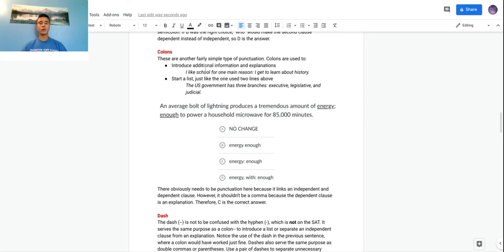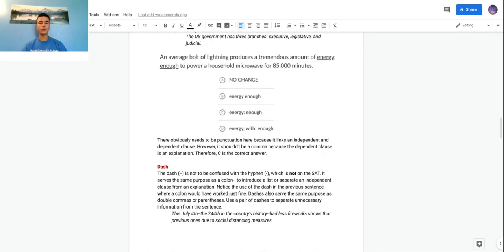And then the next use of it is to start a list, just like the one used 3 lines above. But here, this colon introduces this list below it. So yeah, the U.S. government has three branches: executive, legislative, and judicial. That's the list started by the colon. So yeah, that's how you use it.